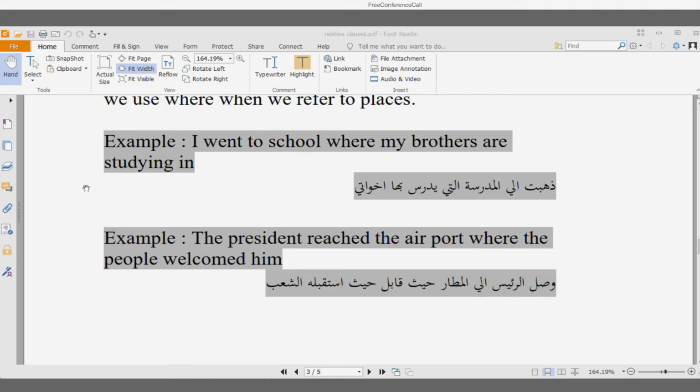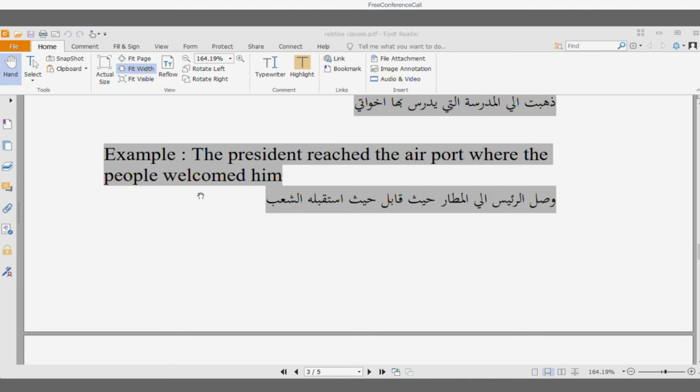نستخدم الwhere للإشارة إلى الأماكن وتجي بمعنى حيث أو التي. I went to school ذهبت إلى المدرسة where my brothers are studying حيث يدرس أخواني أو المدرسة التي يدرس بها أخوتي.